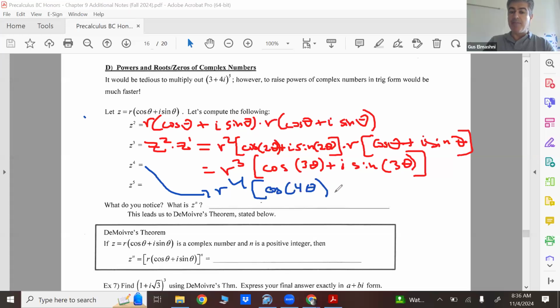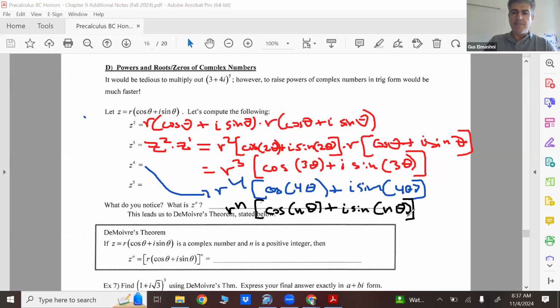Yeah, there's a pattern, obviously. And we won't waste time with z to the fifth. I think you get the point. So what does this mean? This means that from raising z to the n power, it's simply going to be r to the n, bracket cosine n theta plus i sine n theta. Cool. Makes sense.